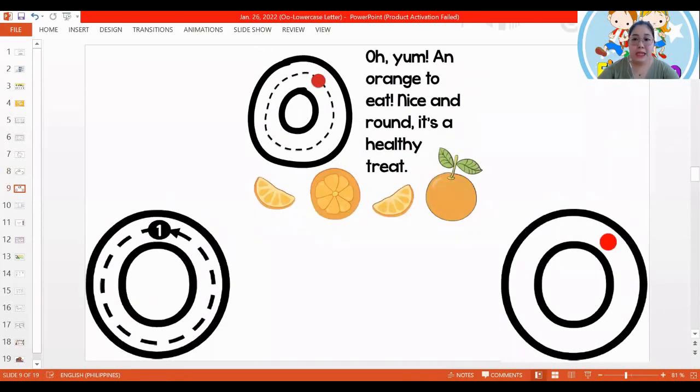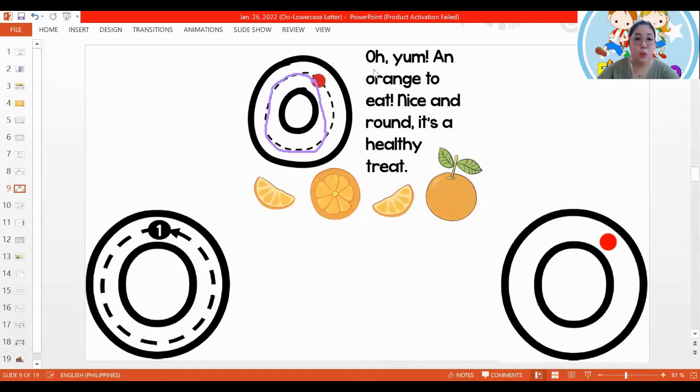Let's practice writing lowercase letter O this time. So lowercase letter O looks like the capital letter O, but this time it's a small one. Oh, yum! An orange to eat. Nice and round, that's a healthy treat. So we start at the top again. We make a small curve, then we go up and we close.